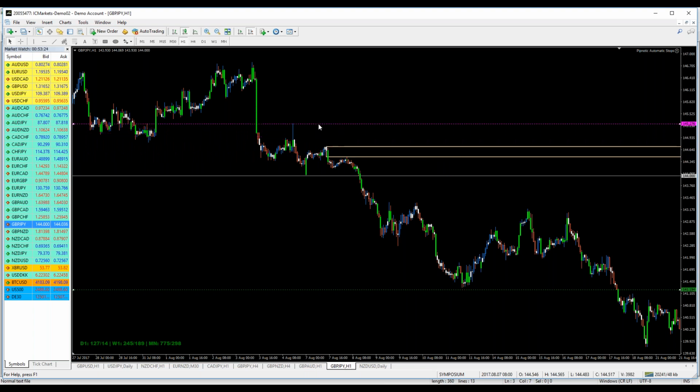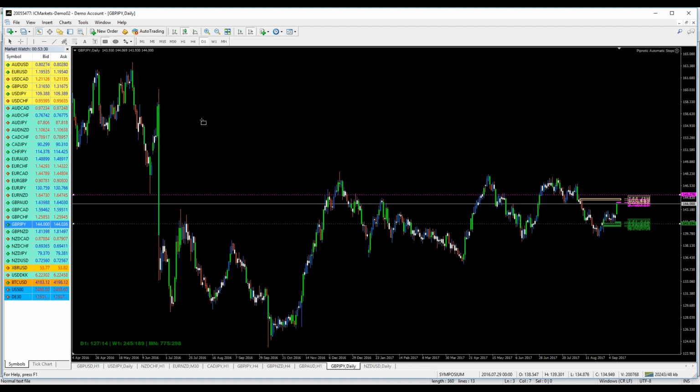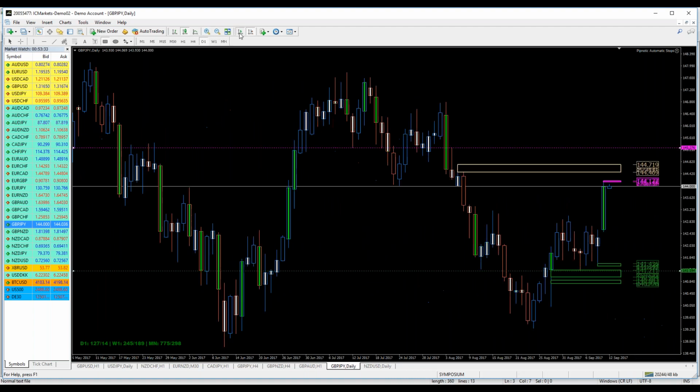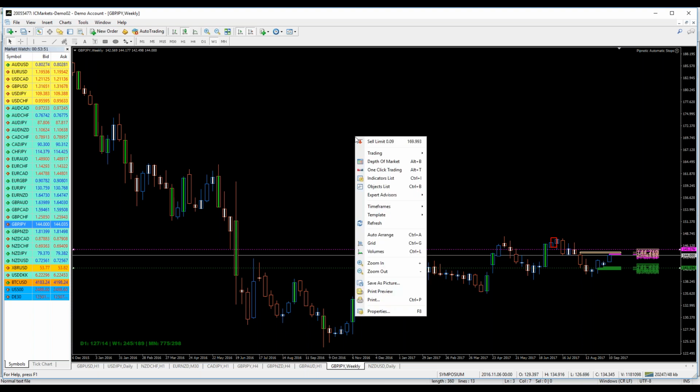Where has price not been? And it has not been here. This is probably like a daily or a weekly level, maybe even a weekly. Now we have this area just here, from here to here, which is like that weekly level.